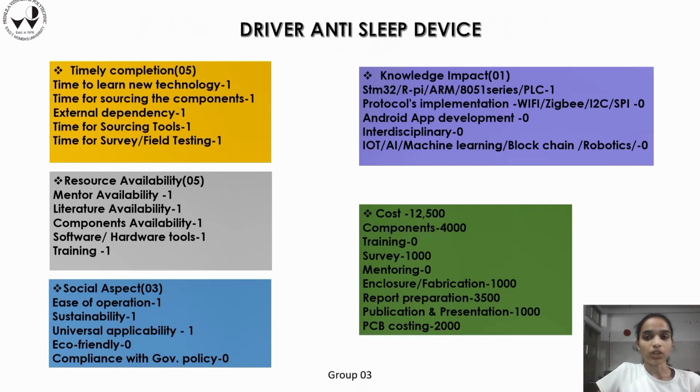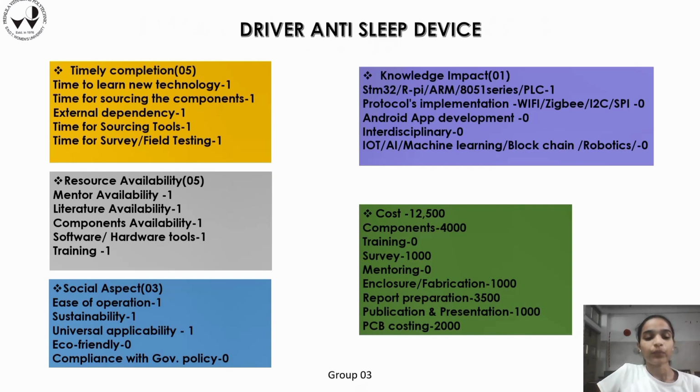First is ease of operation. If the project is easy to operate for end users, we have to give it 1. Otherwise, we have to give it 0. Next parameter is sustainability. If in this project maintenance is much, we have to give it 0, and if it is not, we have to give it 1.